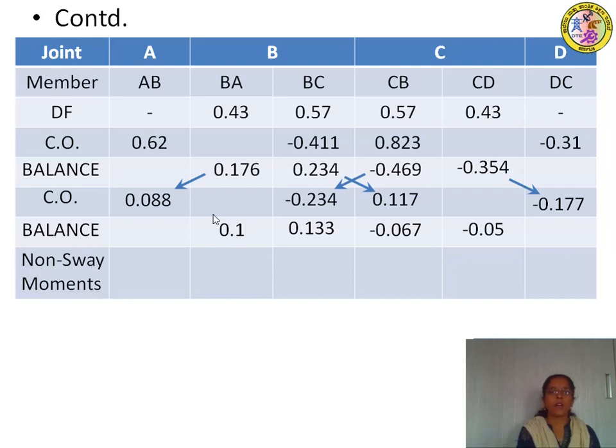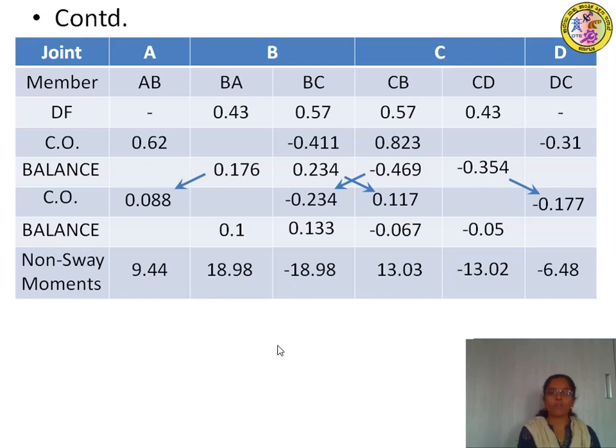So you add all the distributed moments to the fixed end moments in each column to get the non-sway moments. For member AB, it is 9.44. For BA, 18.98. BC, minus 18.98. CB, 13.03. And for CD, minus 13.02. And for DC, it is minus 6.48. So these are the non-sway moments, using which we will find the sway force.